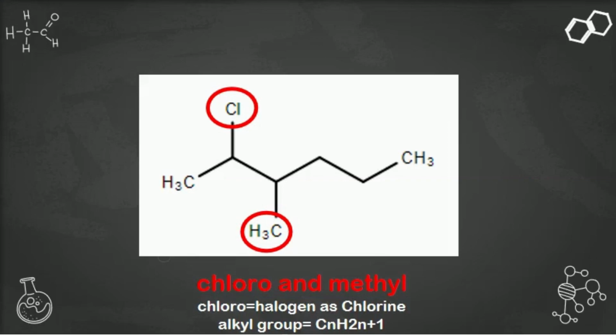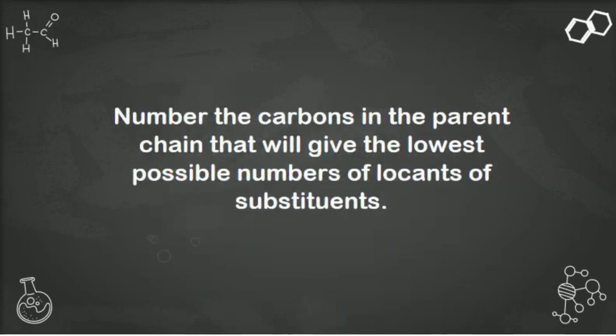The other halogens that could be used in organic compounds are fluorine, which is fluoro, chlorine as chloro, bromine as bromo, and iodine as iodo. In this example of structure, we have chlorine, so the name of it as substituent is chloro. And again, for the alkyl group, we have methyl because it has one carbon with the formula CnH2n+1.